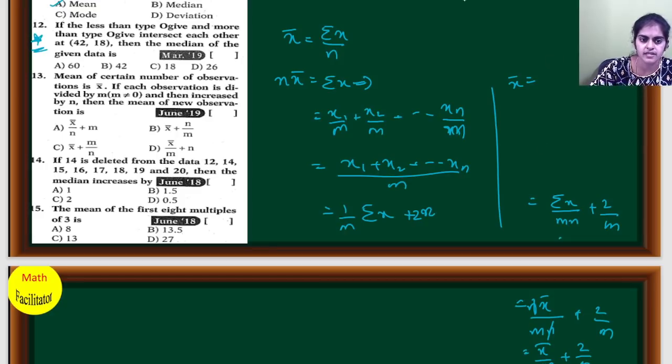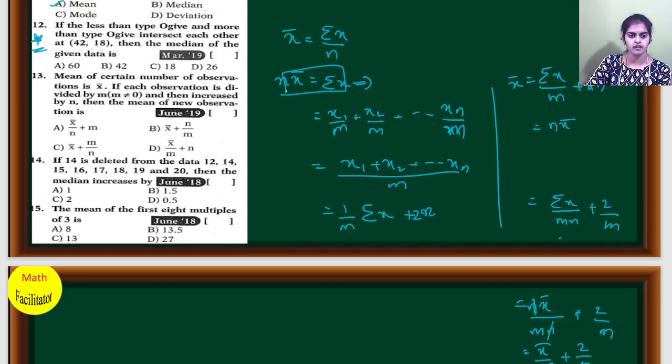Did you understand the mistake I have done? So this is sigma x by m plus n, so for n I have also divided. So that is equal to, now this is sigma x. Sigma x is how much? Sigma x is n x bar from here. Okay, divided by this, mn we are getting, isn't it? Here.